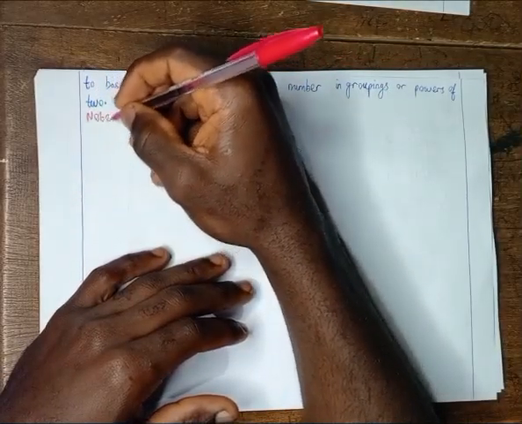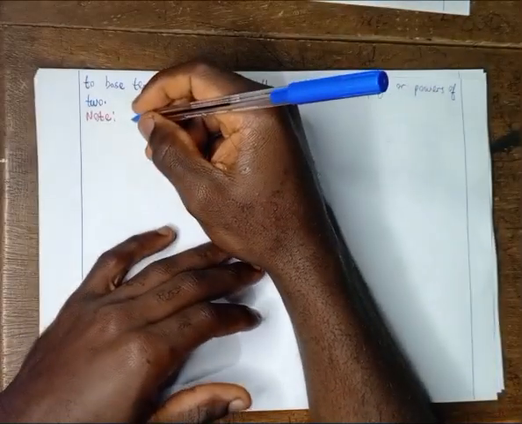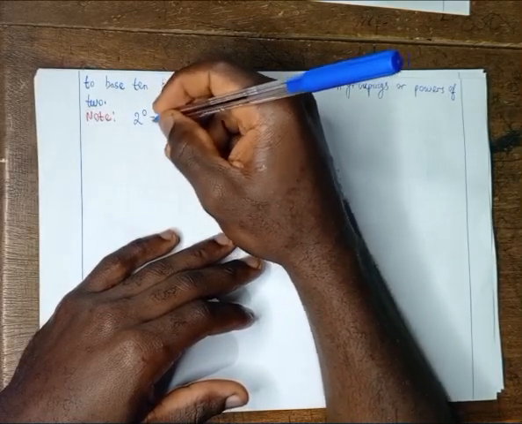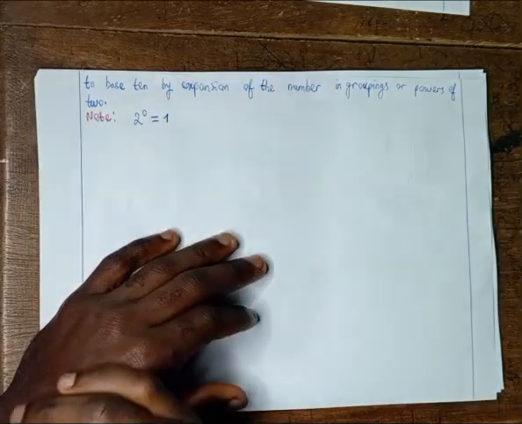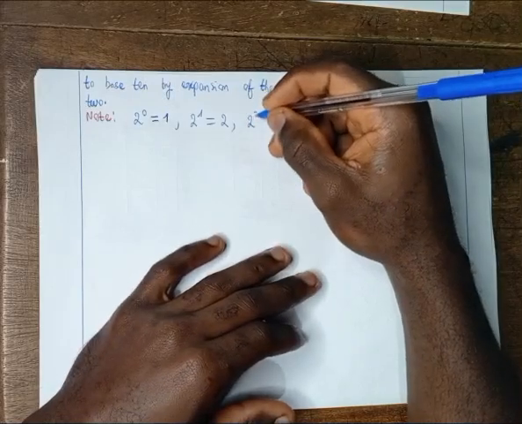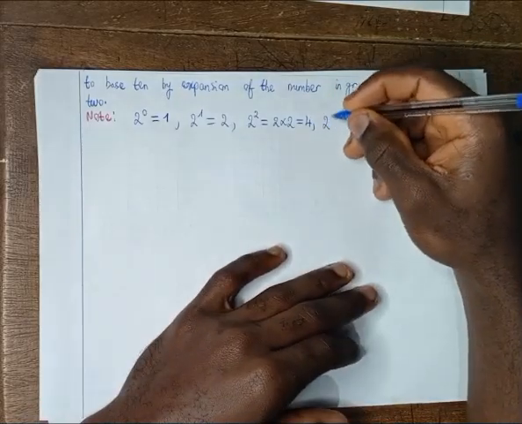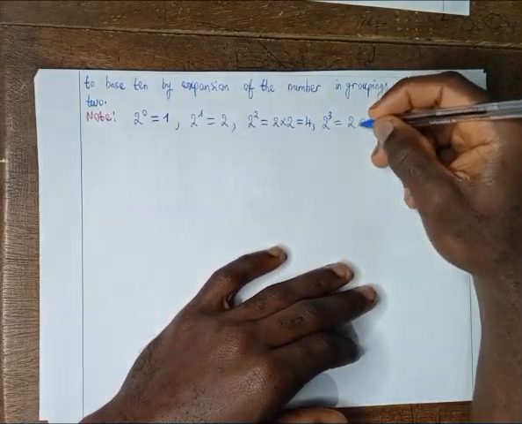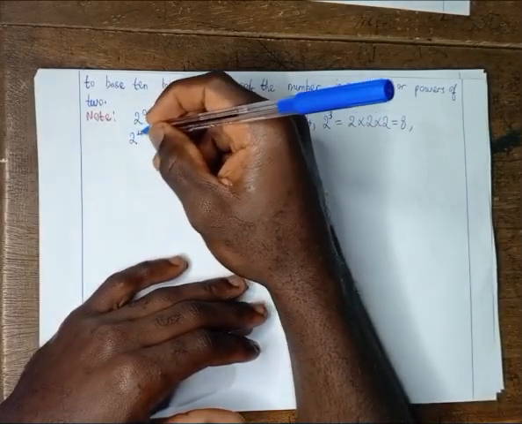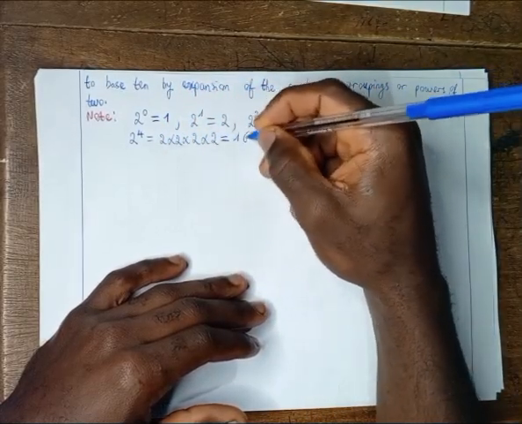Let's note this. We take 2 to the power 0. 2 to the power 0 is equal to 1. 2 to the power 1 is equal to 2. 2 to the power 2 is the same as 2 times 2, which is 4. 2 to the power 3 is the same as 2 times 2 times 2, which is 8. 2 to the power 4 is the same as 2 times 2 times 2 times 2, which is 16.